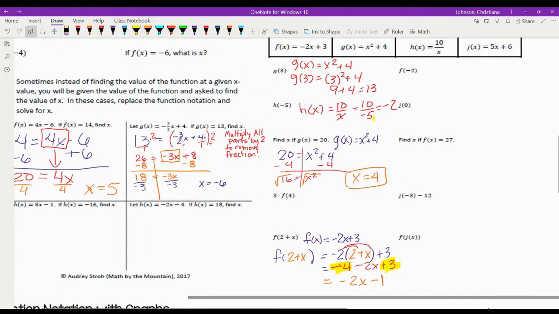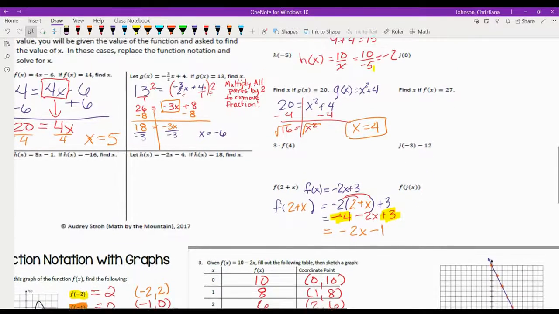If it says find x, if g of x is 20, then you're going to take your g of x equation, the x squared plus 4, set that equal to 20, and then solve for x, which I've done here. If they put a number in front of f of x, that means multiply whatever f of x is by 3, also putting 4 in where x is, and then solve.